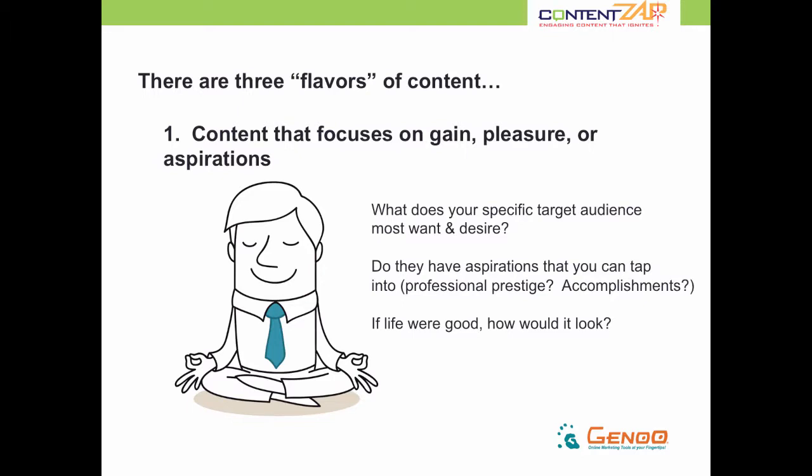There's 3 flavors of content. There's content that focuses on gain, pleasure, or aspirations, right? You're in that Zen place. It's like good stuff. It's what does your target audience most want and desire? Do they have aspirations that you can tap into, sort of, get that professional prestige or get these accomplishments and be at the top of your peer set? If life were good for your target audience, how would it look? That's what you're answering. How would it look? And you're giving them things that let them visualize that and move into that world, and they want more of that. So that's one flavor of content.